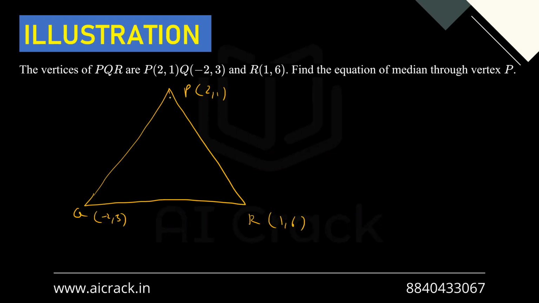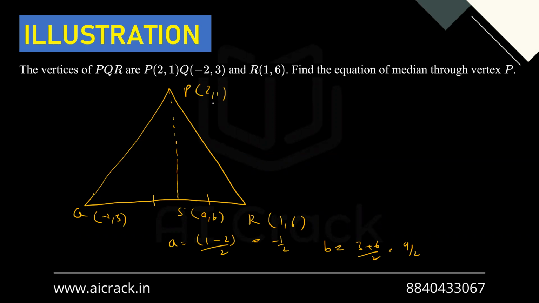Now we have to drop a median from here. And what does the median do? It divides the opposite side into equal parts. So let's say this is S, and it has the coordinates, let's say (A, B). Now we know that A equals 1 minus 2 divided by 2, basically the midpoint theorem, right? That would give me minus half. And similarly B would be 3 plus 6 by 2, that would be 9 by 2, right? So we have got the coordinates of A and B.